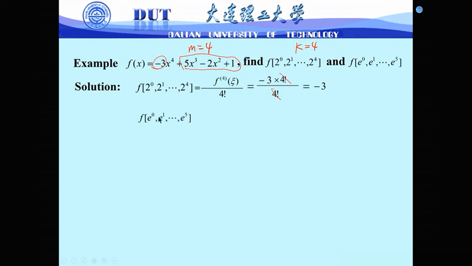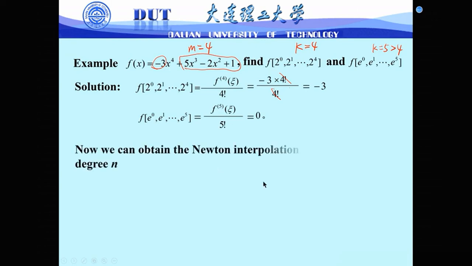And if you consider the fifth order divided difference, now for this term, k equal to 5 is bigger than 4. So actually, you don't need to compute the table. Directly, we know it is the fifth order derivative at c divided by 5 factorial. And actually, it is just a first order polynomial. Of course, its fifth order derivative should be 0. So you don't need to compute directly. It's okay? So by the property.